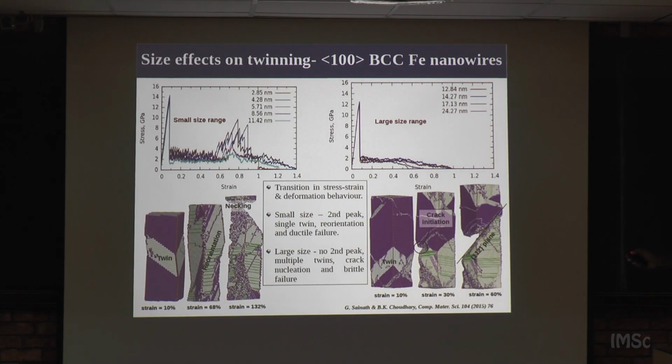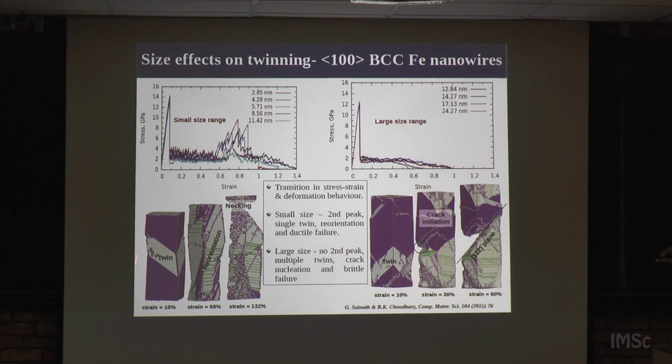So, this is how size influences deformation in BCC nanowires, particularly in the 100 orientation where twinning is predominant. You can see that up to a size of around 11.42 nanometers, the nanowire shows a stress-strain curve with a drastic drop and then almost constant stress. Then, interestingly, you can see it increases again, undergoing a second elastic deformation followed by final failure, something around here.